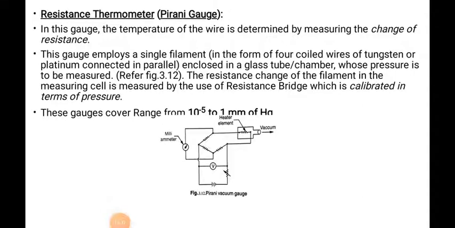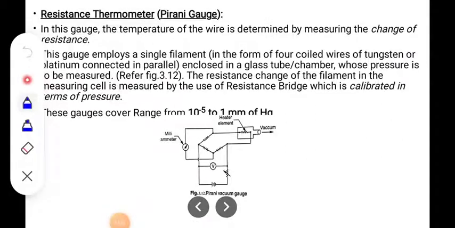Then the next type of gauge is the resistance thermometer, that is the Pirani gauge. In this gauge, the experimental setup you have observed is somewhat similar to a Wheatstone bridge network. You have studied the Wheatstone bridge network in the 12th standard. There, four resistances are attached on the four limbs, and across those four resistances, in series or parallel, we supply the current. So this is nothing but the measurement of pressure by using the Pirani gauge.